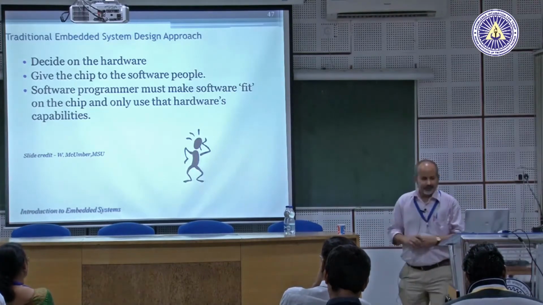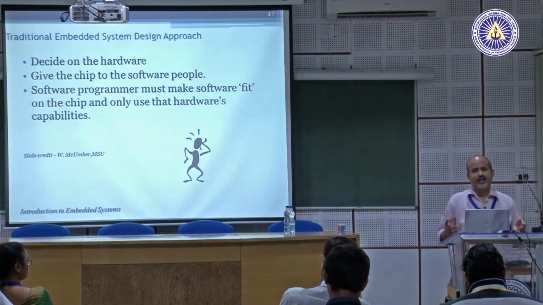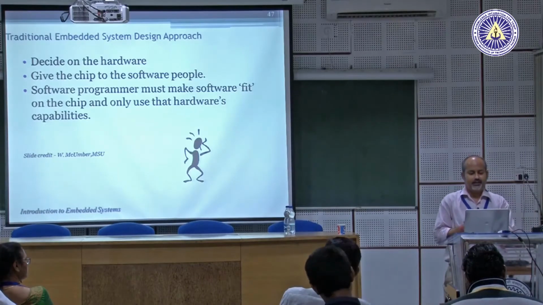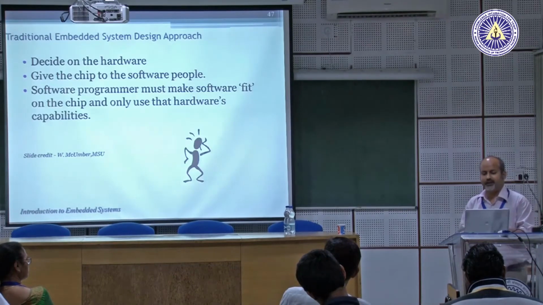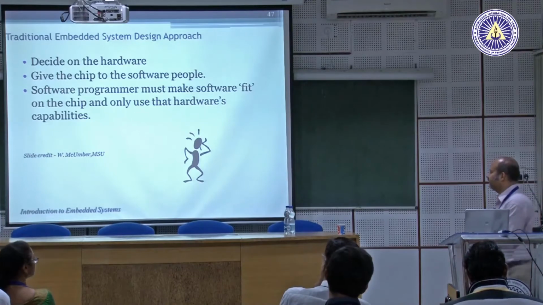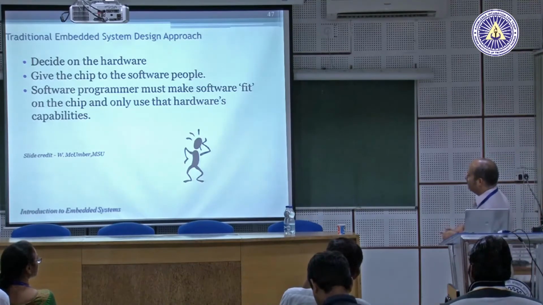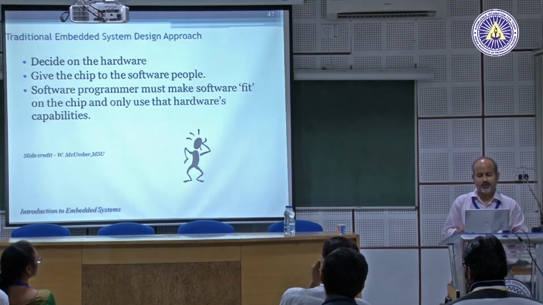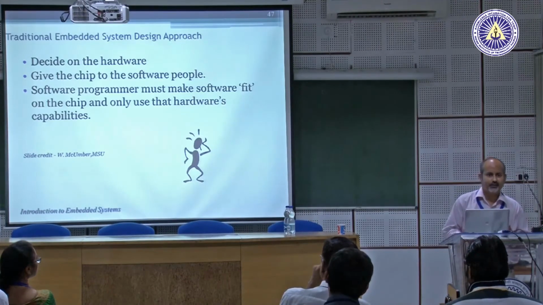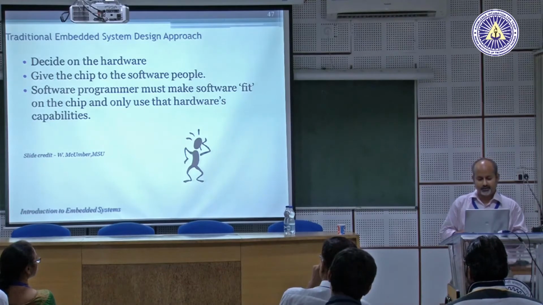So the processor choice is often based on all these considerations, which is not following this requirements-to-implementation framework. And then once you have chosen the hardware, you can give a board which has the interface to all these different sensors and actuators, and the person developing software has to use this board to fit the software on it.